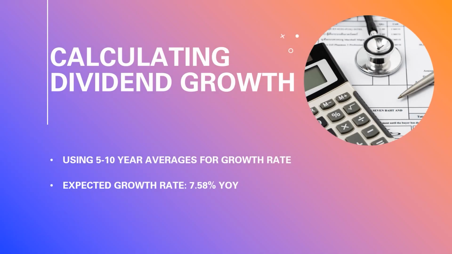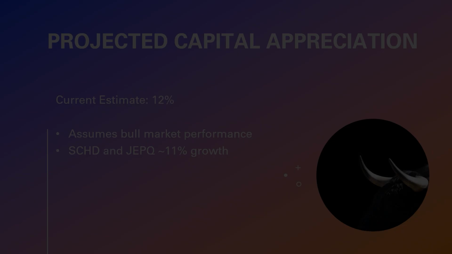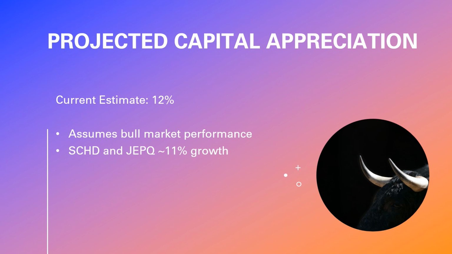The next thing we need to do is calculate the dividend growth rate. In this example, because of our timeline, we want to use at least a 5-year or 10-year dividend growth rate average and use that to calculate our expected dividend growth. This leads us to a 7.58% year-over-year rate, which is pretty cool. And last but not least, we also need our projected capital appreciation rate, which should be around 18.9%.